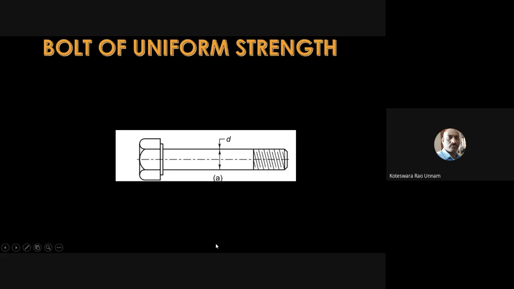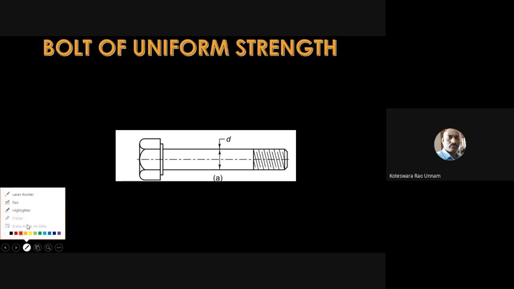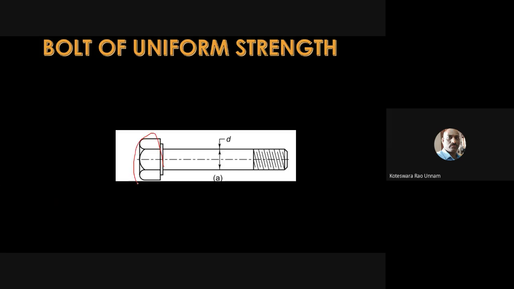For that, this is the general configuration or structure of a bolt. We already saw the terminology of this bolt. Here we call this the head of the bolt. Then the cylindrical portion from this point up to this point, where there are no threads, we'll call the shank. And the remaining length of the bolt has some threads, so we'll call this portion the threaded portion.